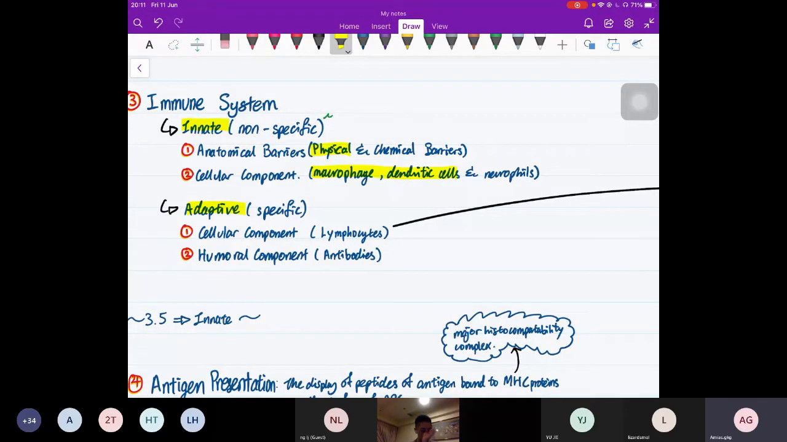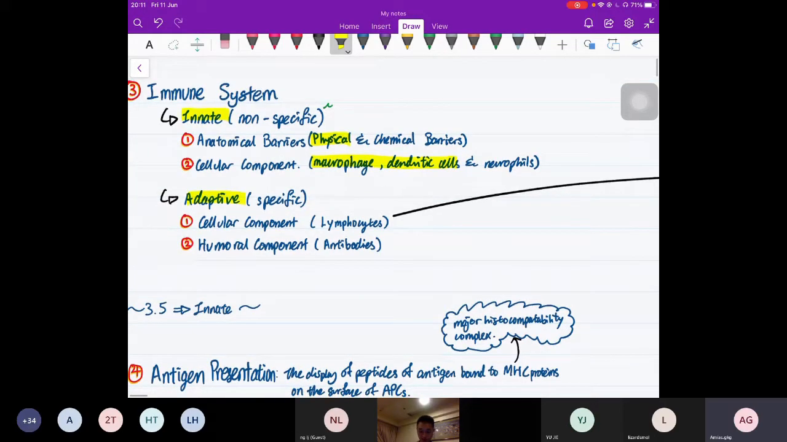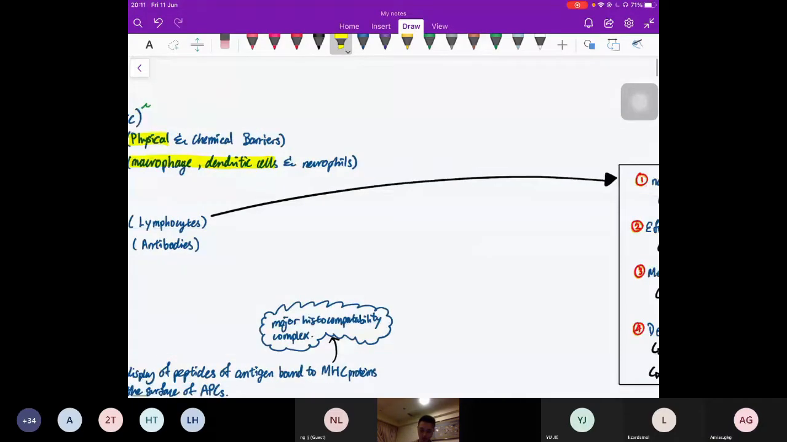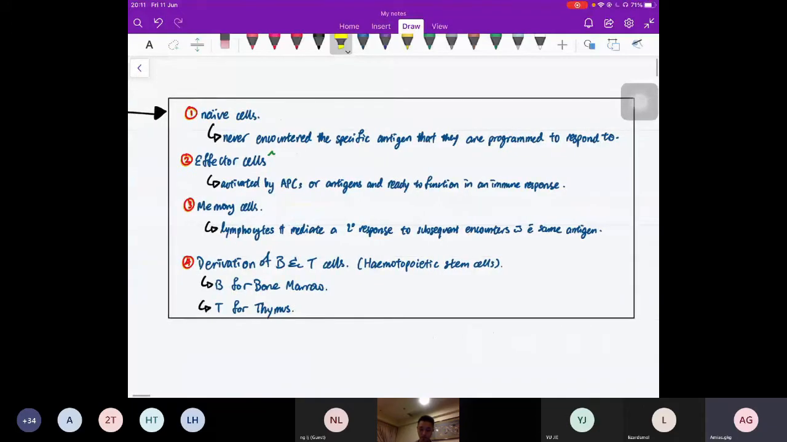So for your adaptive immune system, also known as your specific immune system, you have your cellular components, which include your lymphocytes, and you have your humoral components, which is basically your antibodies. So for lymphocytes, we have 3 or 2 different types of lymphocytes, and they are your naive, your effector, and memory cells. Why do I say 2 or 3? Some schools classify memory cells under effector cells, and that's why some people think of it as 2 instead of 3.